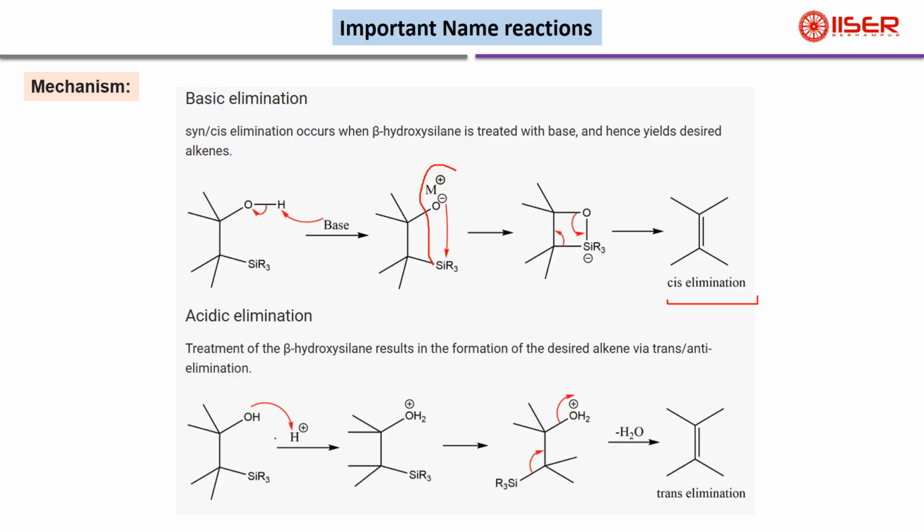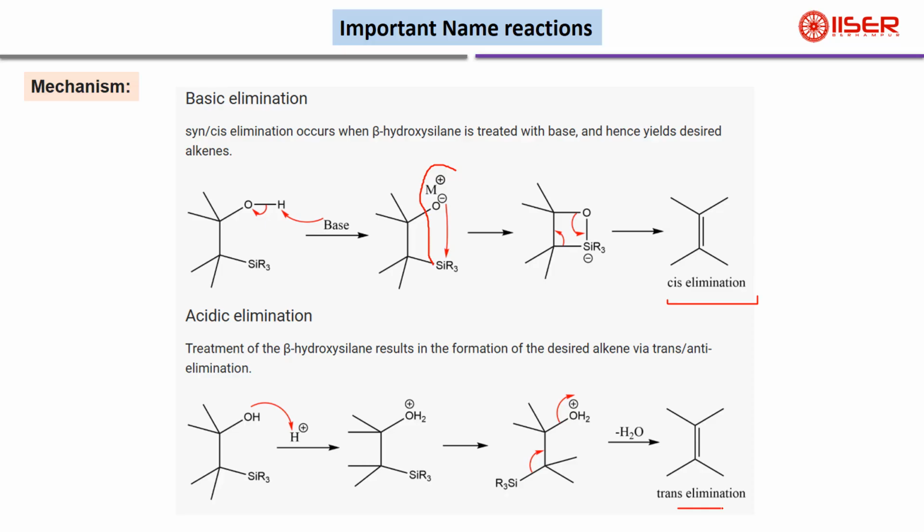But in the case of acid catalyzed, this OH gets protonated, forming a good leaving group as water, and then through anti elimination, this carbon-silicon bond breaks and the silyl group leaves the system. So if it is acid catalyzed, it will always give an anti elimination. If the reaction is base catalyzed, it will undergo syn elimination. Whatever product it gives depends on the stereochemistry of the substrate, but the substrate will undergo syn elimination or anti elimination. Don't get confused with the Wittig one.